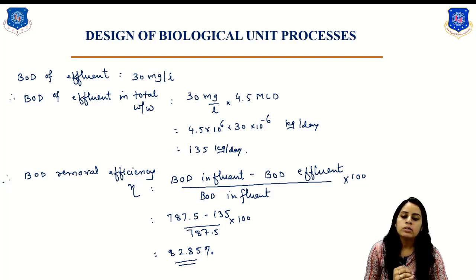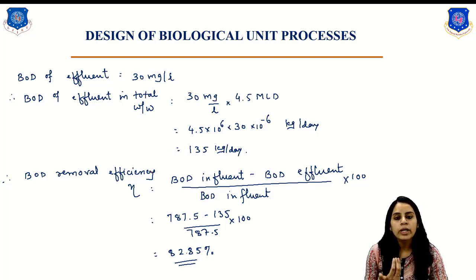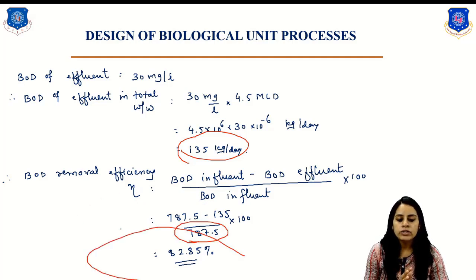Okay. Now step number 4 is the BOD removal efficiency. The equation for the efficiency is (BOD influent minus BOD effluent) divided by BOD influent, into 100. So the influent value is 787.5 minus the BOD effluent 135, into 100, divided by the BOD influent 787.5. So the efficiency is 82.85%.